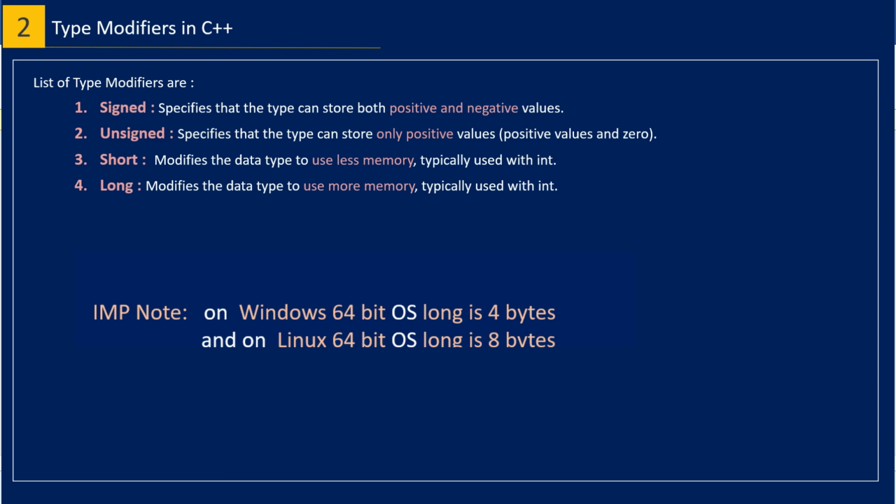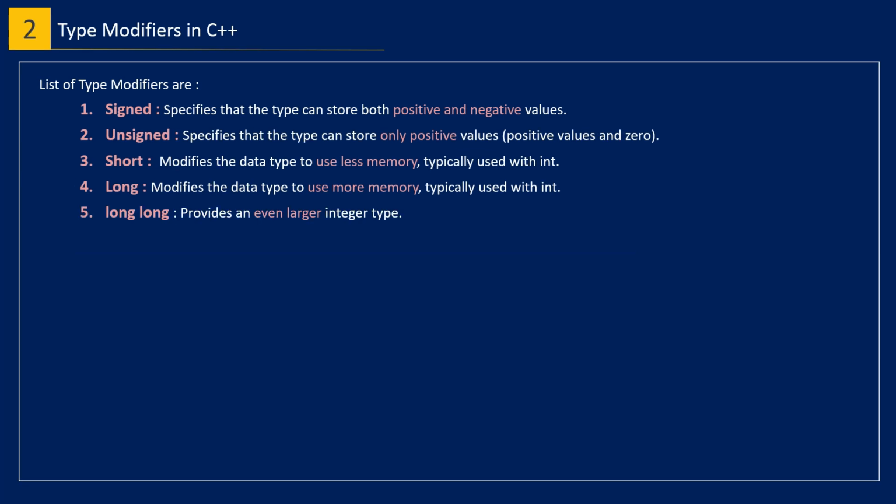Now long modifies the type to use more memory, to increase the memory and range. The important note for the long modifier is that if your system is a Windows 64-bit operating system, then long is 4 bytes, and if your system is Linux 64-bit, then long is 8 bytes. My system is Windows 64-bit, and due to this long will reserve 4 bytes of memory space on my machine. So long will be different for different machines. Long long is even larger than the integer type.